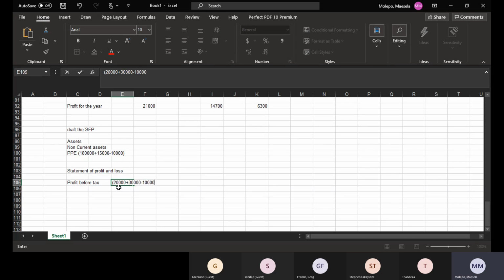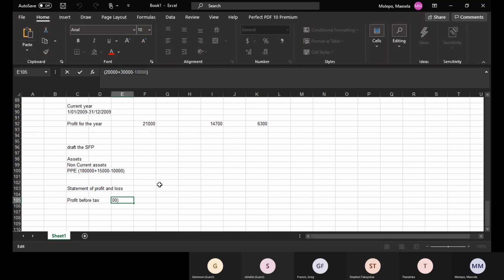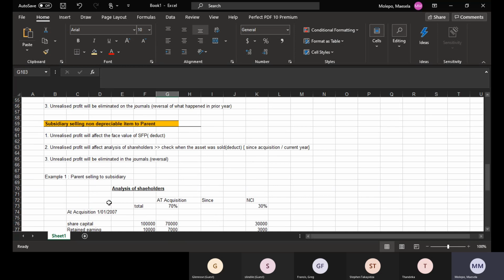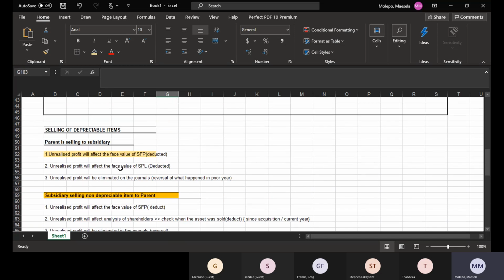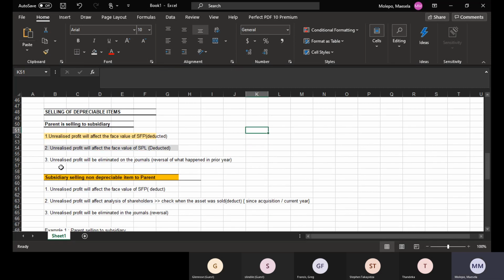It will only be realized when the asset is sold to any person outside the group. So that's why we're going to deduct this 10,000. So our 10,000 needs to be deducted. And going hand in hand with this, the unrealized profit will affect the face value of the SPL. So it's where we're going to deduct this unrealized profit. And then the last one, the unrealized profit, will be eliminated in the form of journals.